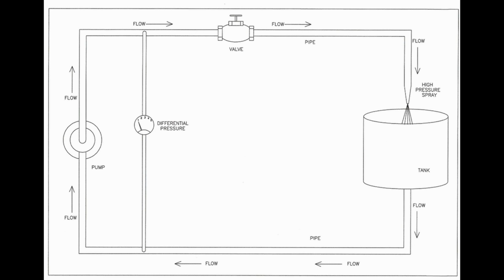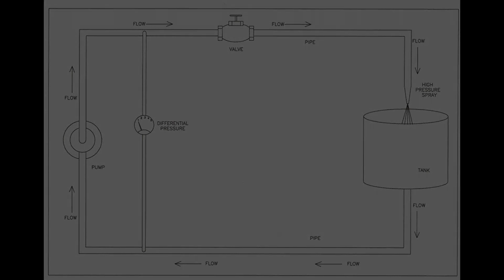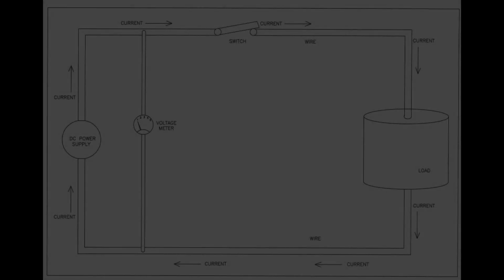And then we have a differential pressure gauge, and all that does is measure the difference between the pressure at the top pipe and the pressure at the bottom pipe. Now let's look at an electrical circuit that would be similar.